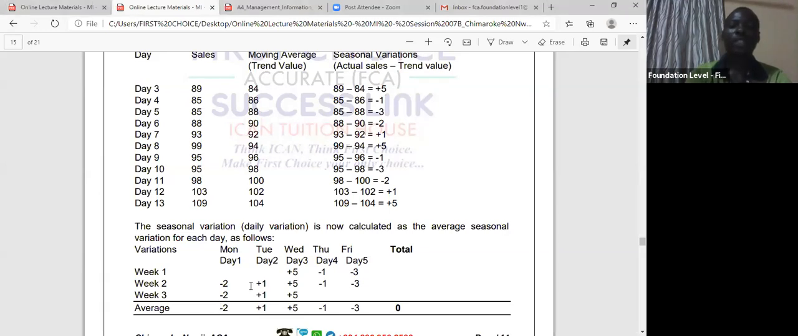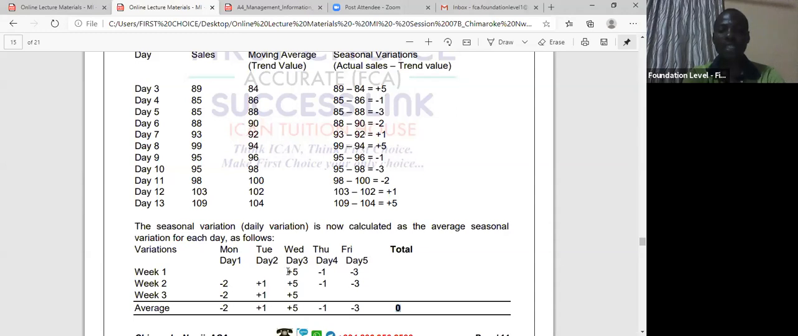So the same thing with this, and this, and this. So now the thing we are saying is that it is the average we are going to be adding together. So -2 plus 1 plus 5 minus 1 minus 3. You see, it's giving us 0. So the average total in each cycle is 0.